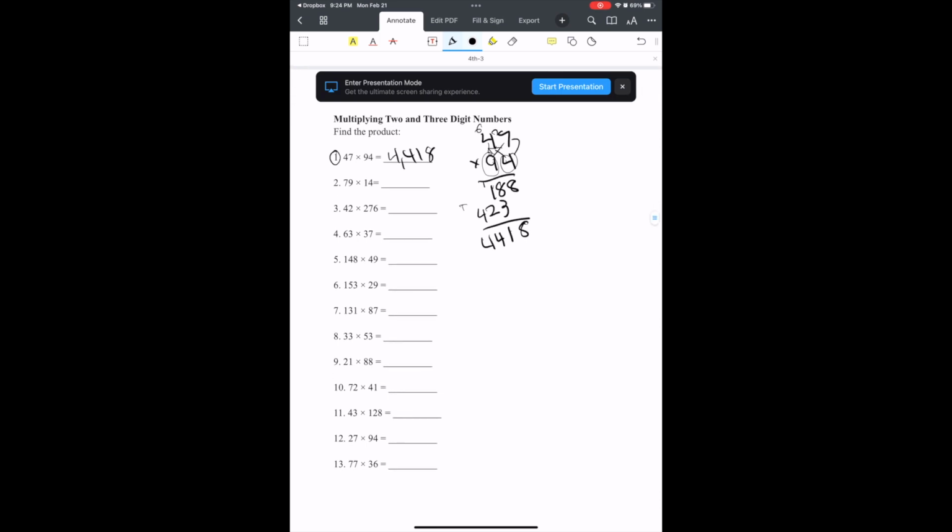Alright, let's work on number 3. 42 times 276. It's the same thing. 276 times 42. So 6 times 2 is 12. 7 times 2 is 14. Plus 1 is 15. 2 times 2 is 4. Plus 1 is 5. 4 times 6 is 24. 4 times 7 is 28. Plus 2 is 30. 4 times 2 is 8. Plus 3 is 11. And now you add it up.